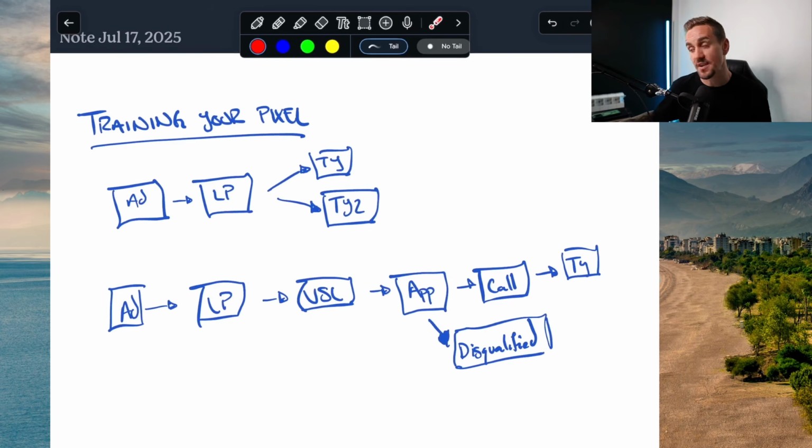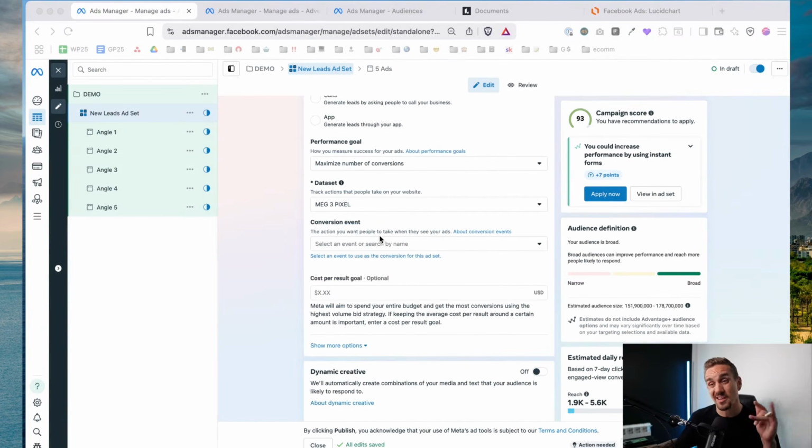And so one of the challenges that I think a lot of people run into is they've just spent so much time training Facebook on having really bad data in their pixel that it's hard for them to break out and start getting better people coming through if they've never even thought about it this way. So that's what I mean by the conversion event is a really important thing to think about when you're setting up these ads. Now, the next one.